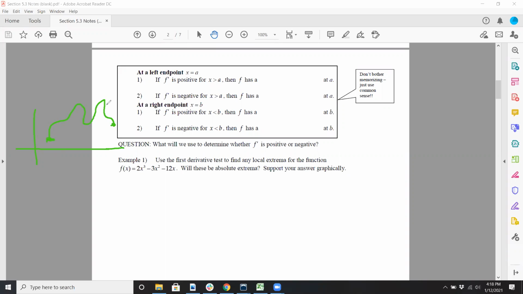Anyway, our left endpoint. Let's take a look at what's going on there. If your derivative is positive, so clearly f prime is positive a little bit to the right of a, then f has a local min. I was looking at the wrong place. So we call this a local min at that endpoint right here.